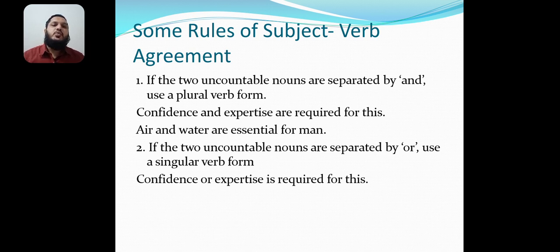Number 2, if the two uncountable nouns are separated by or, use a singular verb form. Confidence or expertise is required for this. Instead of and, if we combine two uncountable nouns with or, we should use a singular verb. So here, confidence or expertise is required. Instead of are, we used is, because here two singular nouns are combined with the word or.